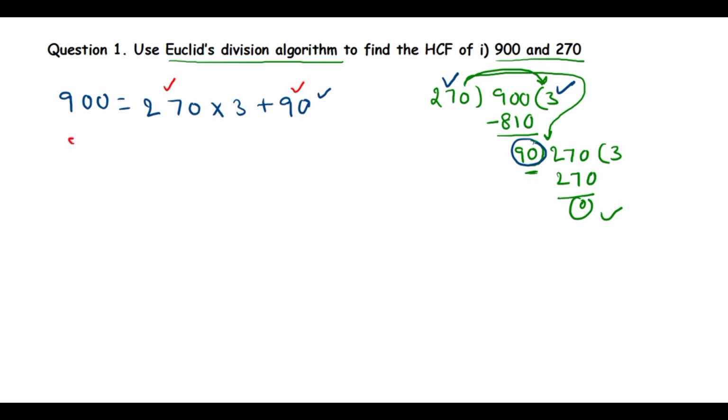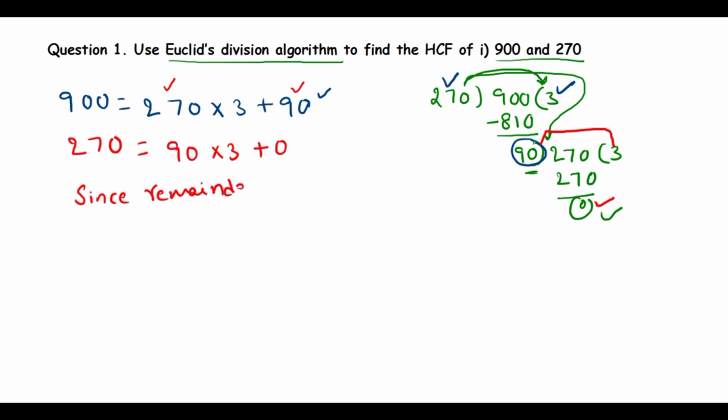Now 270 is equal to, observe this one, 90 into 3 plus 0. So since the remainder is 0, the HCF of 900 and 270 is 90. Okay, so this is the answer for this question.